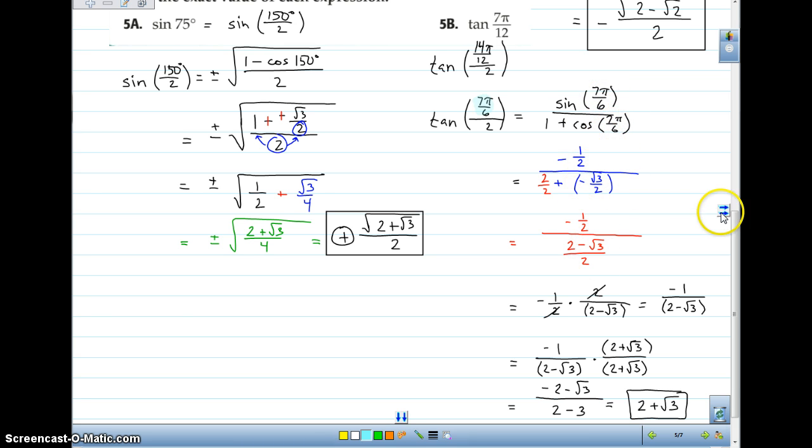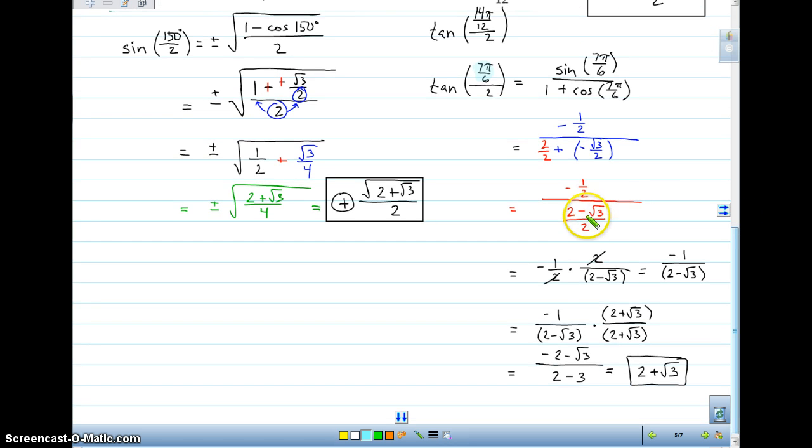There's quite a bit of simplification here. Basically, you're just trying to combine the fractions, and then when you get a binomial with a radical in it in the denominator, just multiply by the conjugate, which is what I did here, and we get 2 plus the square root of 3 at the end.